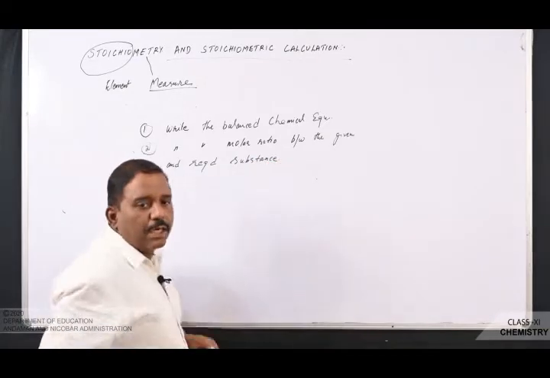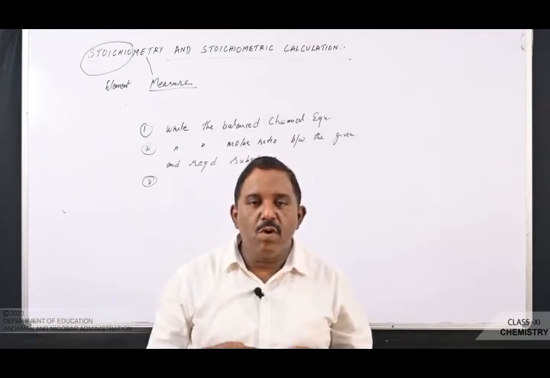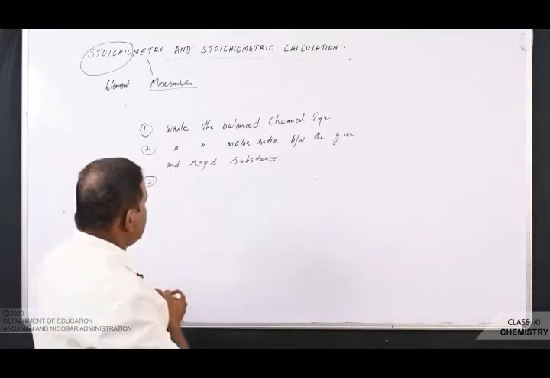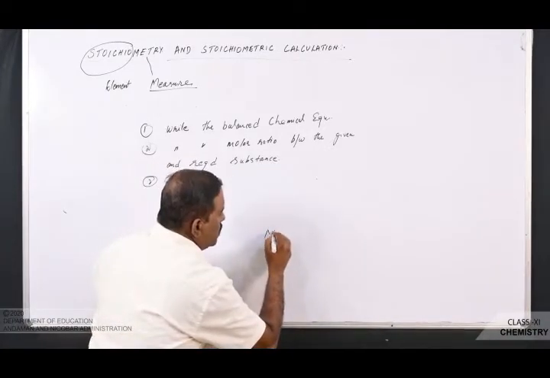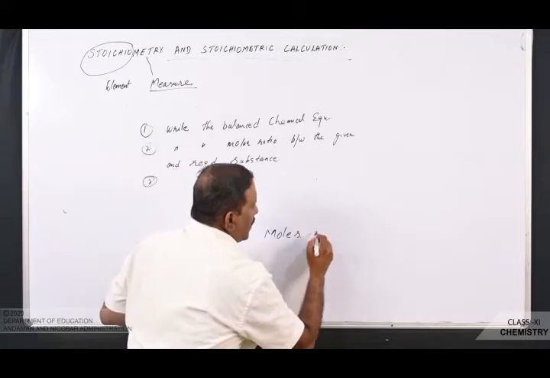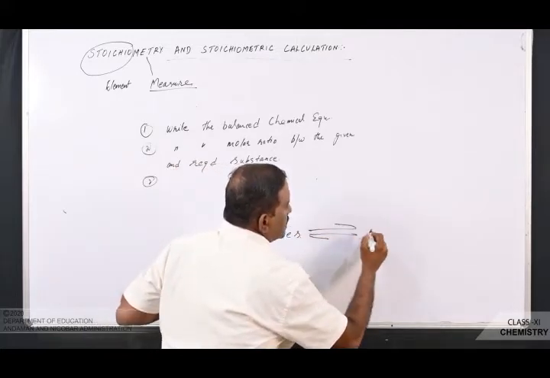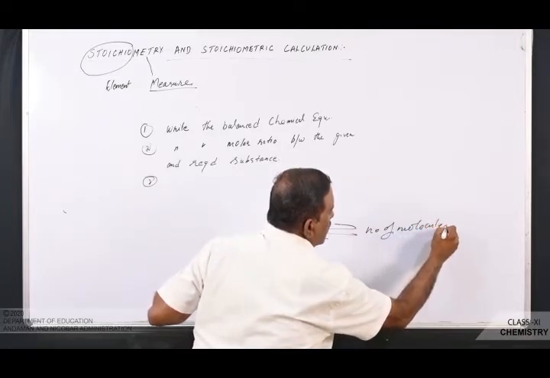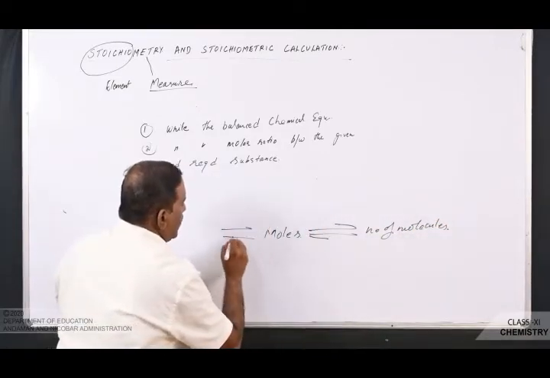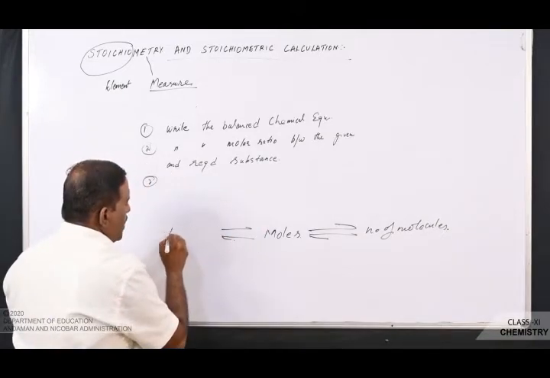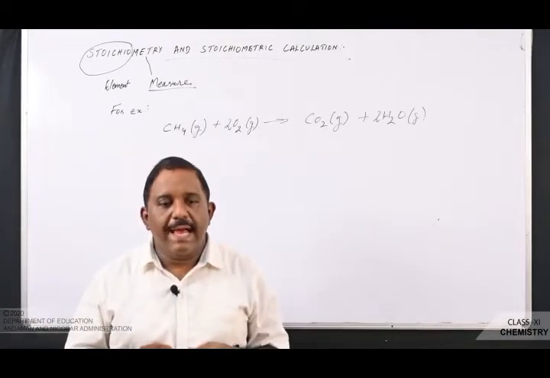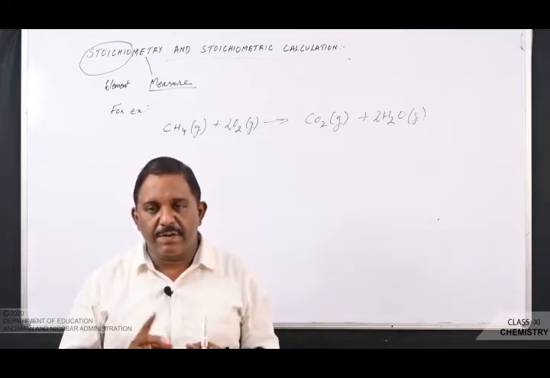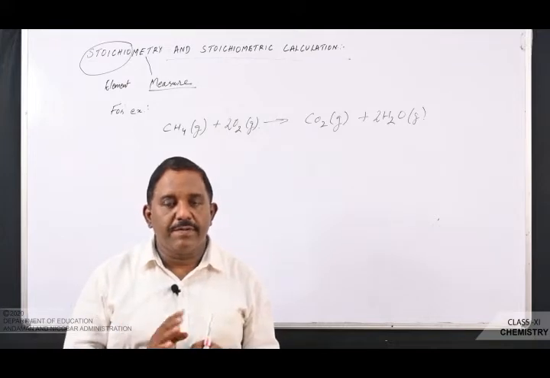Third point is to convert this mole into desired parameters such as mass or volume. So moles are interchangeable to number of molecules, and again interchangeable to mass. So students, as I told, the moles is interchangeable, that is, we can convert it into number of molecules or we can convert it into mass.